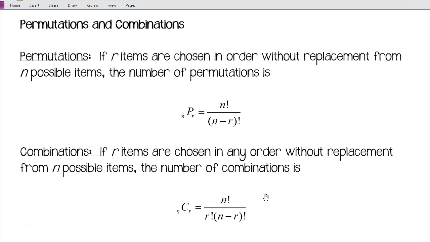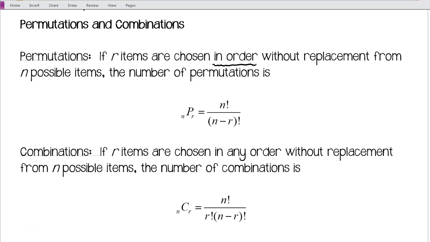With permutations, if our items are chosen in order without replacement from n possible terms, then the number of permutations is given by nPr. We calculate this by doing n factorial over n minus r factorial. The key here is that this is in order, so the order is important.